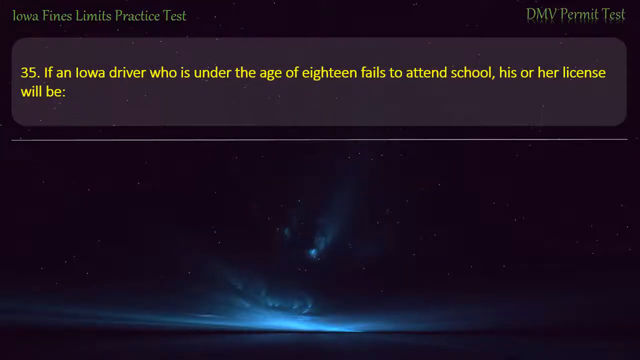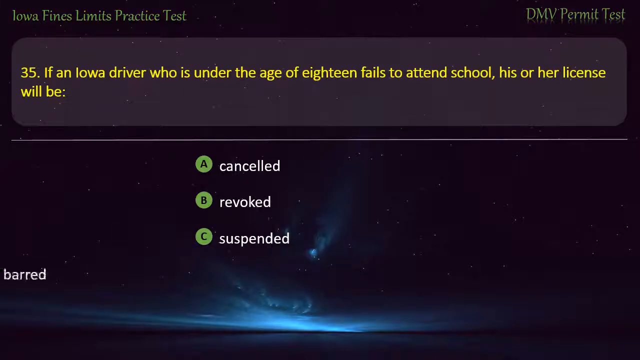Question 35. If an Iowa driver who is under the age of 18 fails to attend school, his or her license will be cancelled, revoked, suspended, barred. Answer: Suspended.